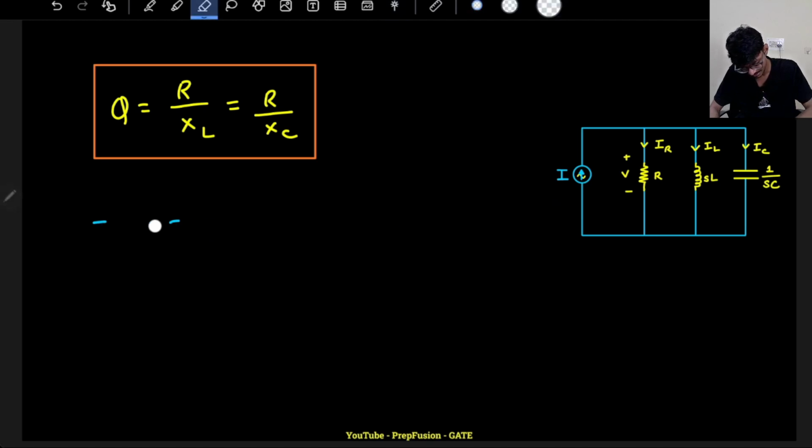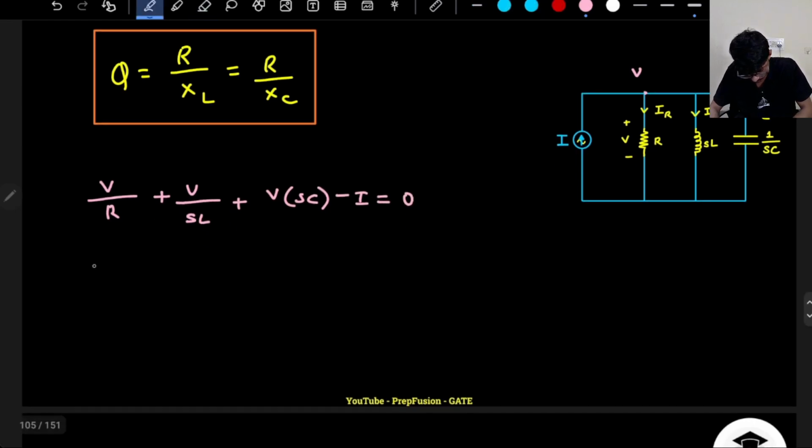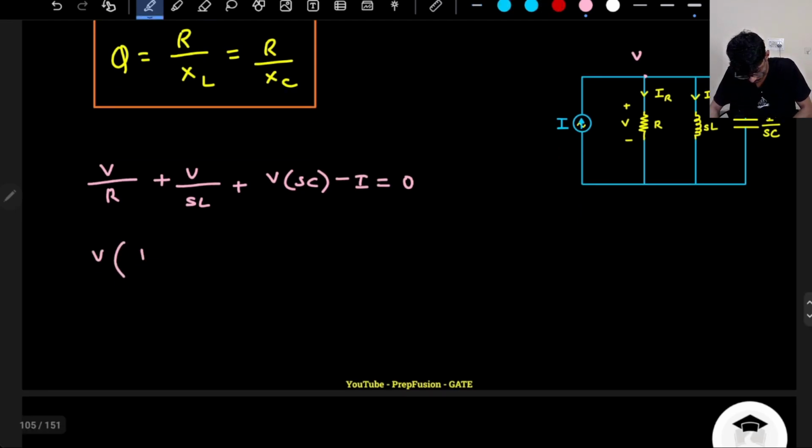Okay, let's apply nodal analysis here. This is the V value, right? So V divided by R plus V divided by SL plus V into SC minus I equals 0. So V into (1 by R plus 1 by SL plus SC) equals I.